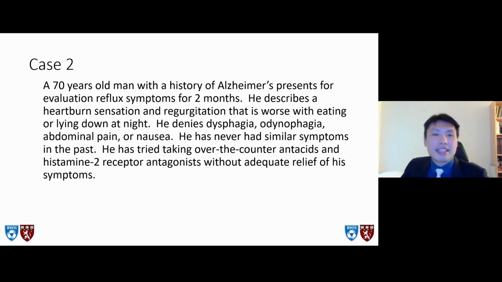So the second case of today is a 70-year-old man with a history of Alzheimer's disease who came in for evaluation of reflux symptoms for 2 months. He describes a heartburn sensation and regurgitation that is worse with eating or lying down. He denies any dysphagia, odynophagia, abdominal pain, or nausea. He's never had any similar symptoms in the past. He's tried taking over-the-counter antacids and an H2 blocker, but without adequate relief of his symptoms.